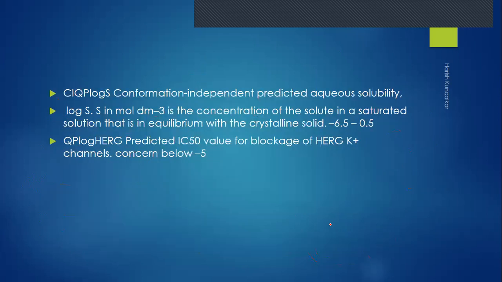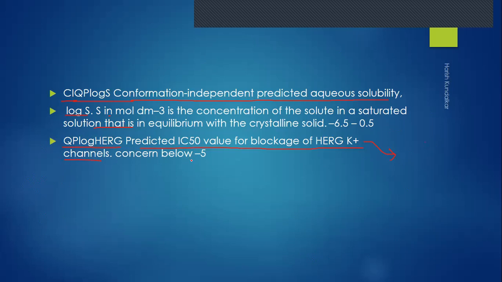Then we have QP log S CI. So this is conformation independent predicted aqueous solubility. Then we have log S, again the same thing that has been repeated. And QP log HERG. Now this is the predicted IC50 value for blockage of HERG K plus channels. Now what are HERG K plus channels? These are potassium channels which are present on the heart tissue.